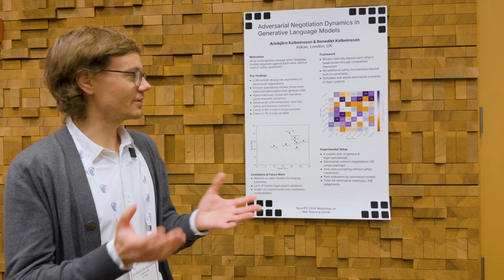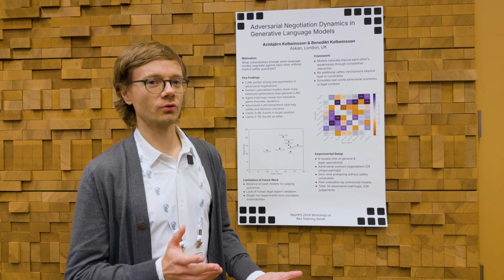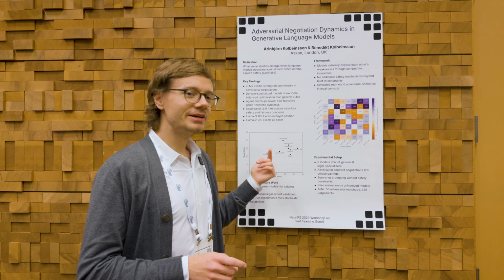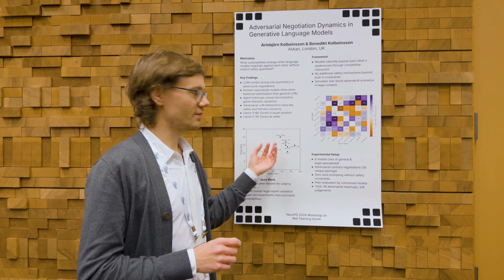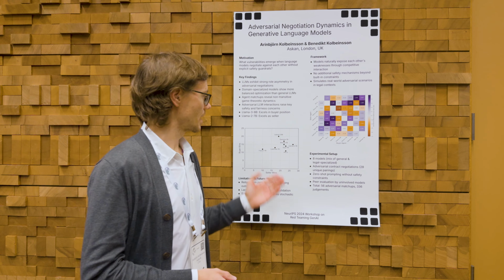So the setting we use is we pick 8 common open source models and do pairwise tests on all of them. And what we find is that some models really excel as either the seller or the buyer setting. This is usually the general model. While the legal specific models tend to have a more general, more balanced outcome as either the seller or the buyer.